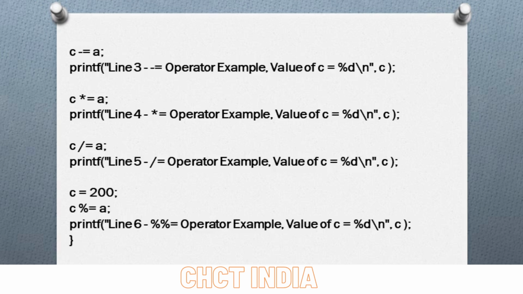In the same way, the C variable, which is of integer data type, is now assigned a value of 200. The remainder after dividing the value of C by A, whatever it might be, will be assigned to variable C and printed on the screen. I'll move to the previous statement that was left. Variable C is divided by A and the value is stored in C and printed accordingly.